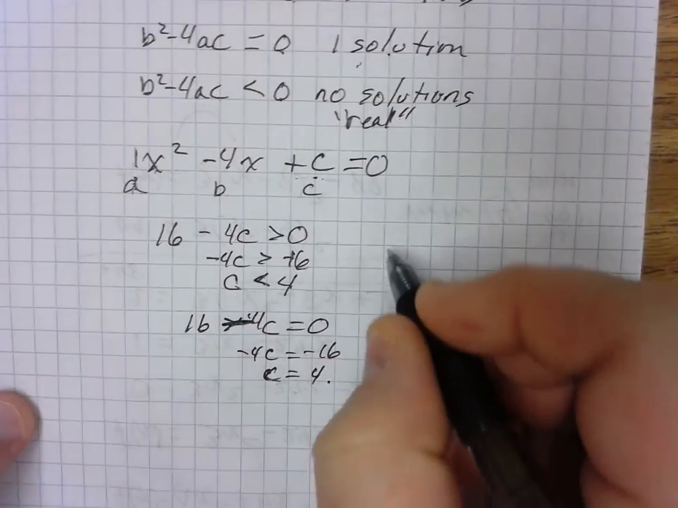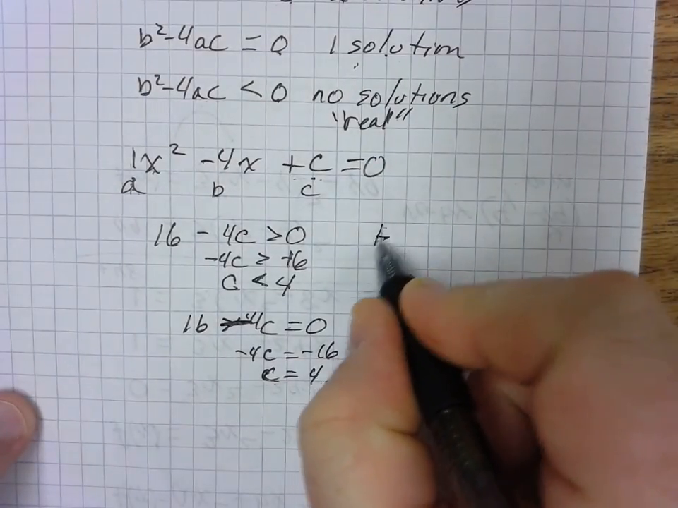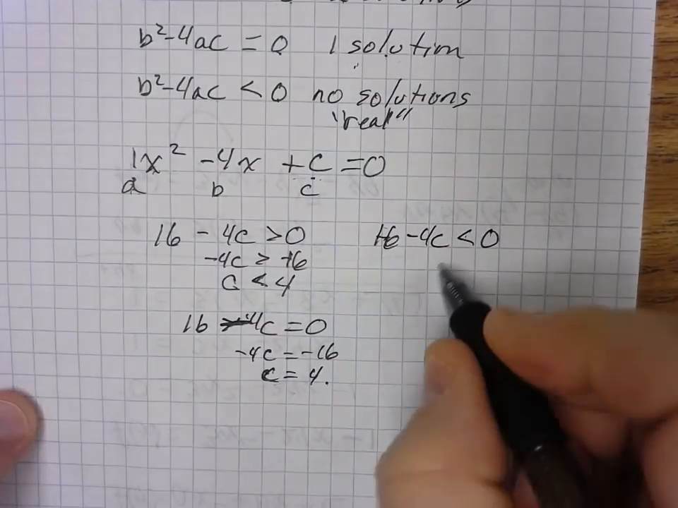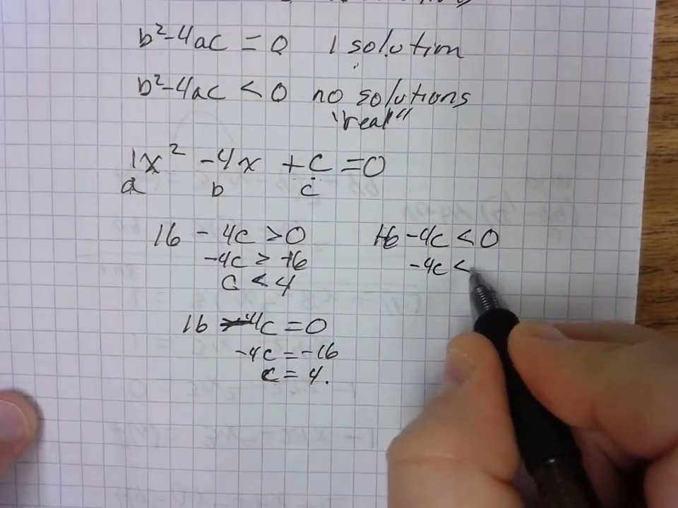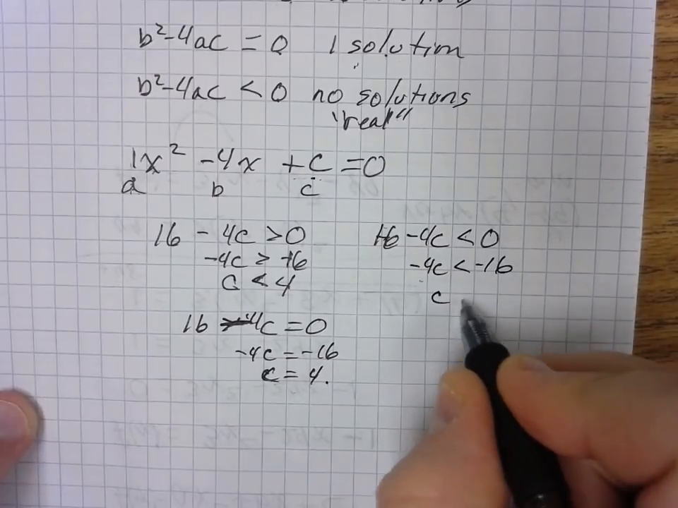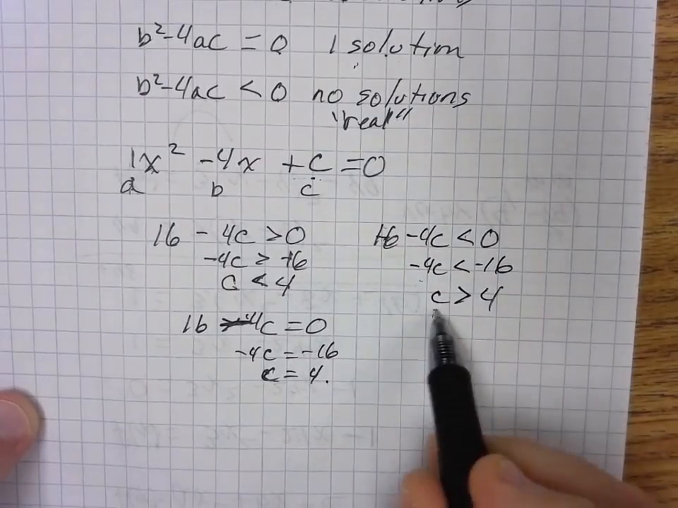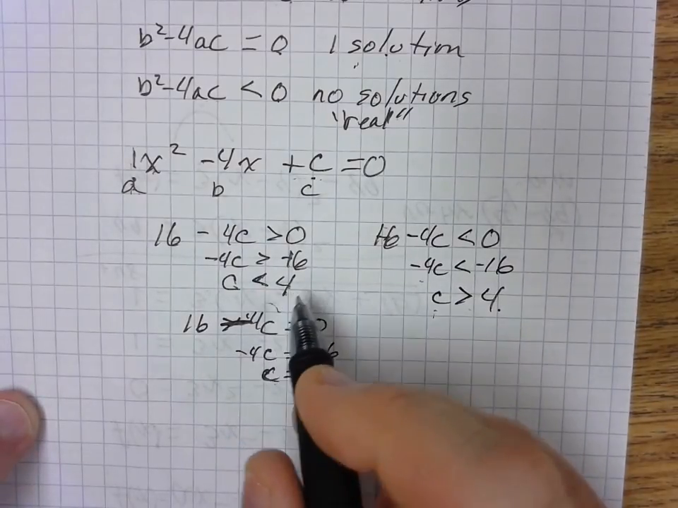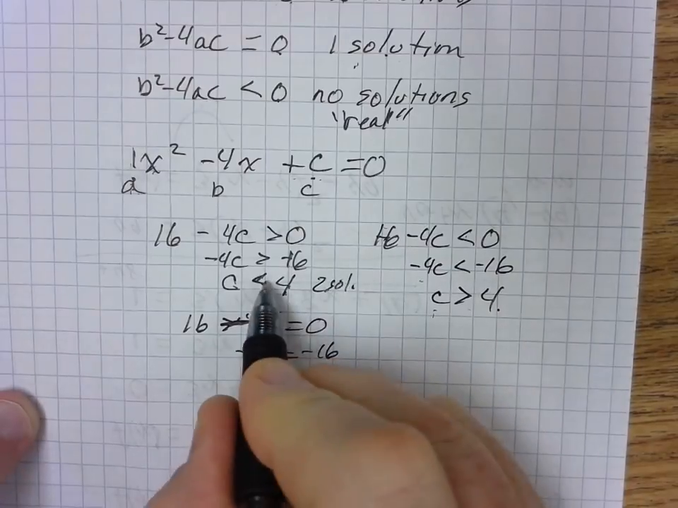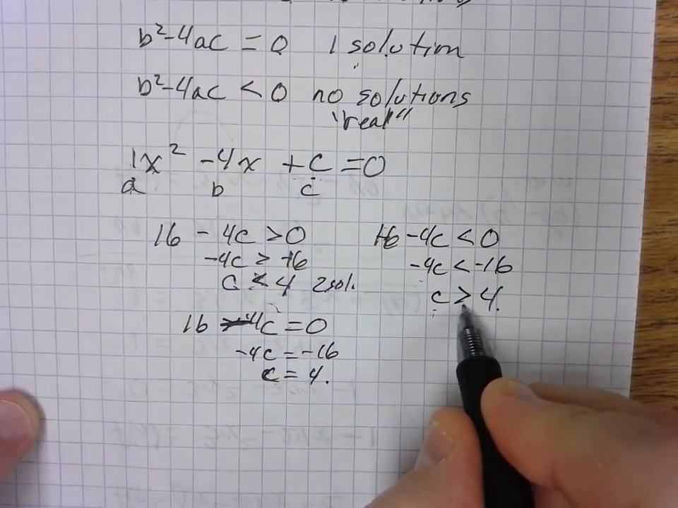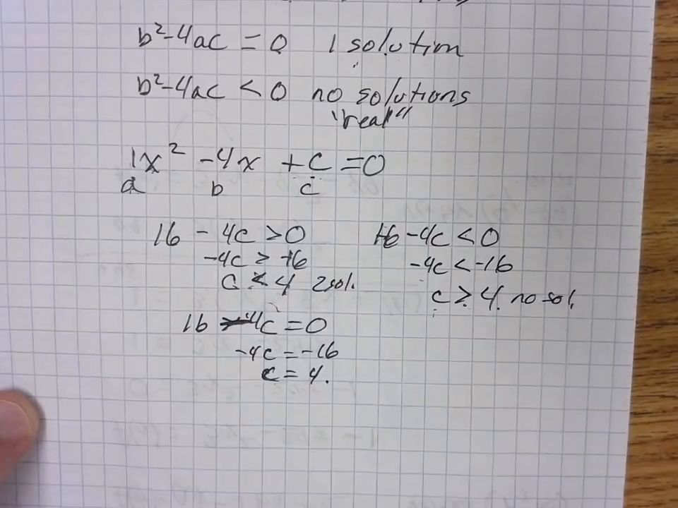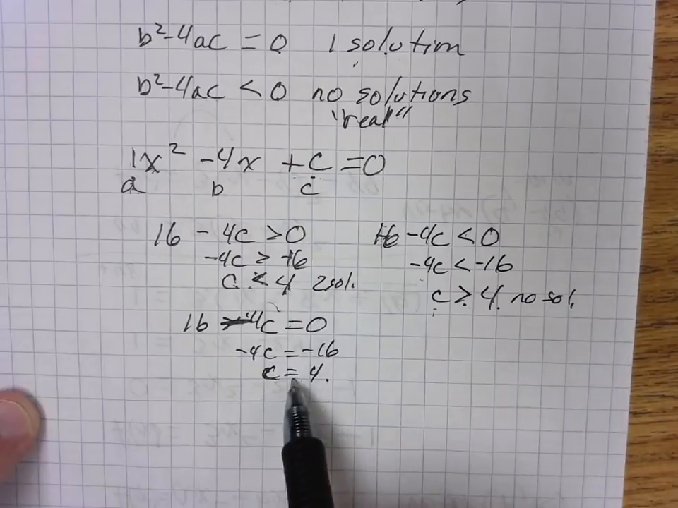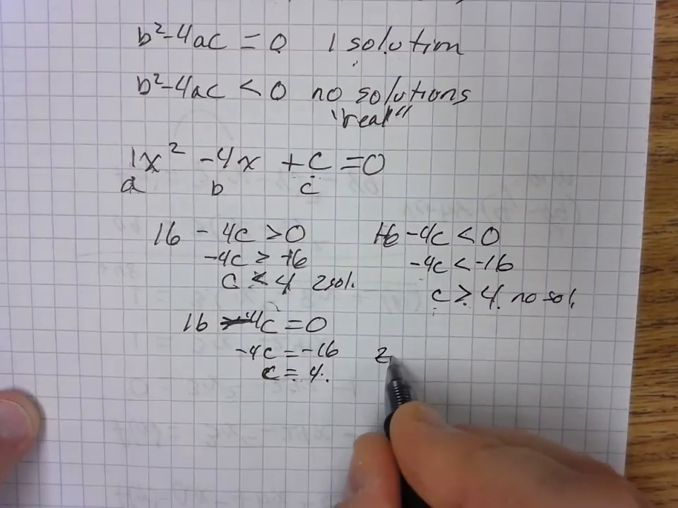And I'm going to put the other one side by side here. So 16 minus 4c, we want it to be less than 0. So negative 4c is going to be less than negative 16. Divide by negative, don't forget to change your sign. So any c value greater than 4 gives you no solutions. Once you determine the two-solution case, if you were to flip that sign around like this, now you get no solutions in that case. The number you get here, if you set it equal, will always give you one solution.